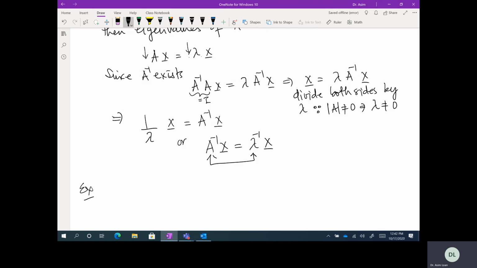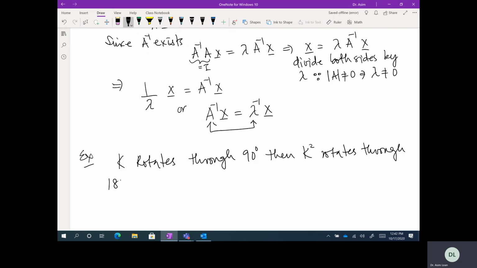So let's look at the rotation matrix. K rotates through 90 degrees. Then what does another K do? So K square rotates through 180 degrees, which implies minus I. And K inverse rotates it back through 90, so it rotates through minus 90 degrees.